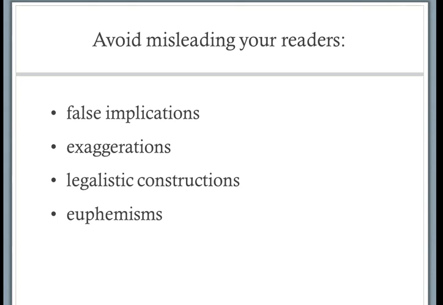Watch your legalistic constructions so that they make sense. So if you're using legal terms, make sure that those legal terms make sense. And you also want to avoid using euphemisms, because euphemisms can be misunderstood. So you want to make sure that you're very clear, very precise, very exact in the information that you provide others.